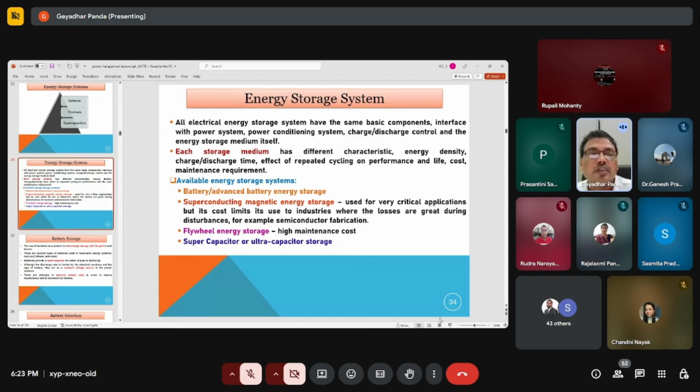Available energy storage systems: batteries, superconducting magnetic energy storage. These storage devices are mainly used in the industry. Flywheel energy storage has high maintenance cost. Supercapacitors, or ultracapacitors, are used mainly to maintain the power where the fluctuation of load is instant in nature.